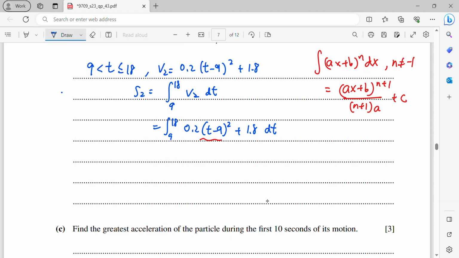Now, I will get 0.2. Then instead of (t minus 9) squared, I will write (t minus 9) to the power 3 over 3, and the derivative of t minus 9 is actually 1. So you can just leave it. The 1.8 dt becomes 1.8t. And the limits will be from 9 to 18.